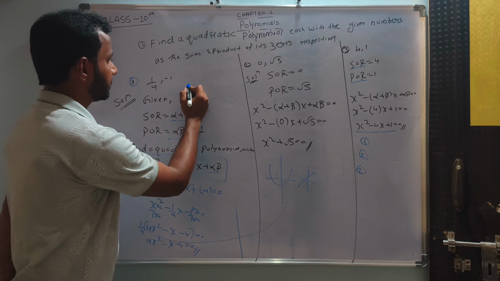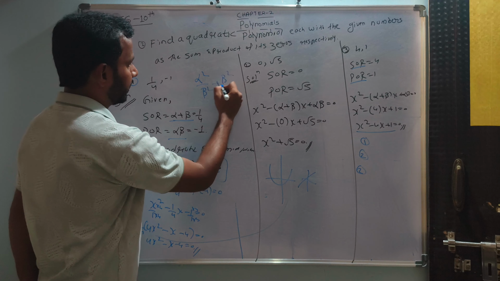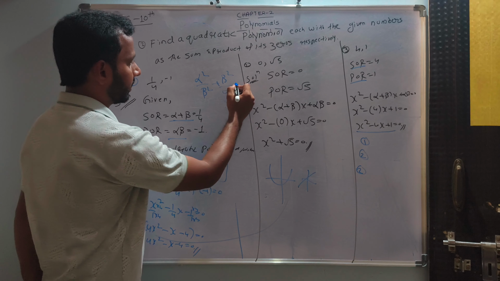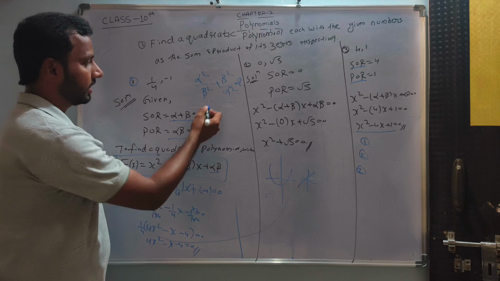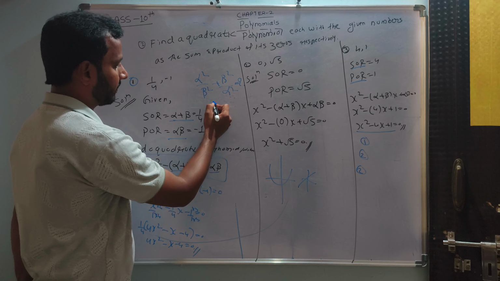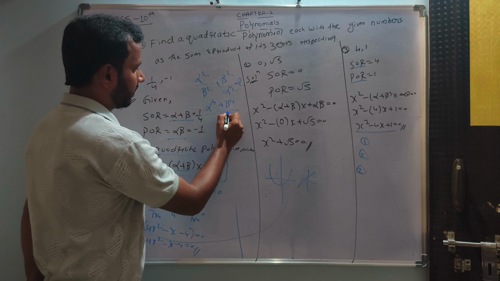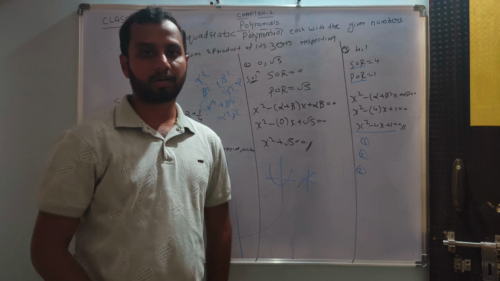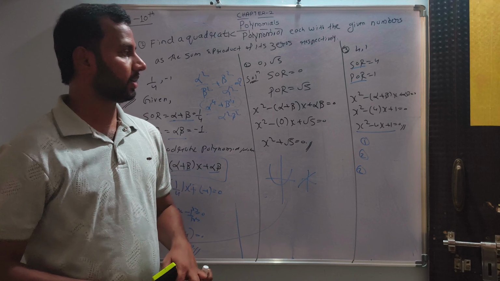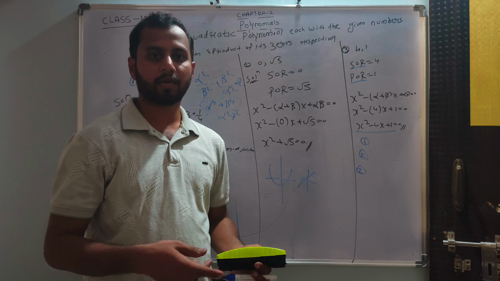For example, if the question is alpha square by beta square plus beta square by alpha square, then here you need to find the value of these things. Then I will be taking the LCM, that is, the LCM will be alpha square beta square, giving alpha power 4 plus beta power 4 over alpha square beta square. In this part you should know the formulas, then only you can solve this question. Thank you. In the next part we will be discussing the applied questions.